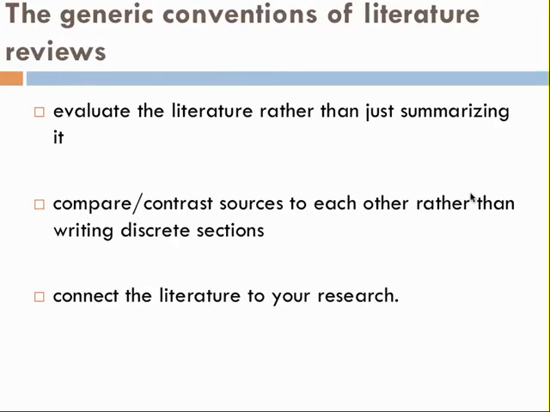All right, some things that you want to do just in general as we talk lit reviews. Your lit review will probably be about 2 pages long, and you will be evaluating this literature, not just summarizing it. You're going to say, there's a strong argument about this theme, and then you'll talk about the 2-3 sources that deal with it. You will compare and contrast sources to each other rather than writing discrete sections. So again, that means not writing one paragraph about each article or each source. You weave them together. And you want to make sure you connect the literature to your research.